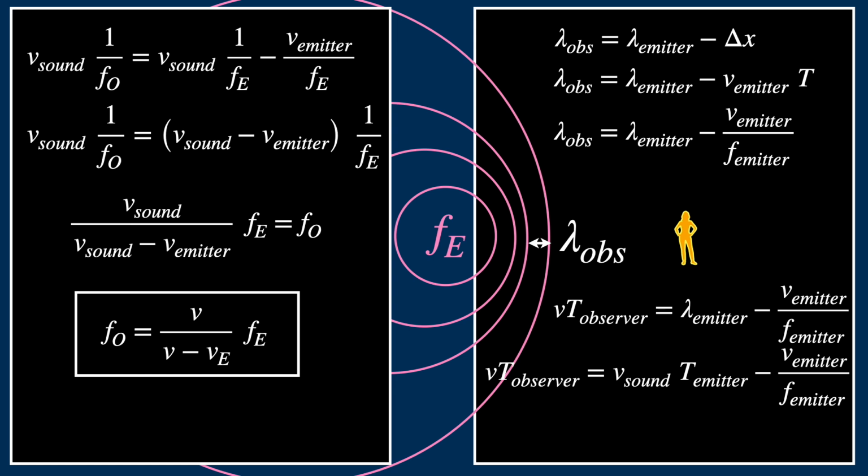Now, we can do the opposite. We can assume that the source is going away from you, the observer, and we should get something equivalent, but in that case, we should expect that the frequency of the observer is going to be smaller than the frequency of the emitter.